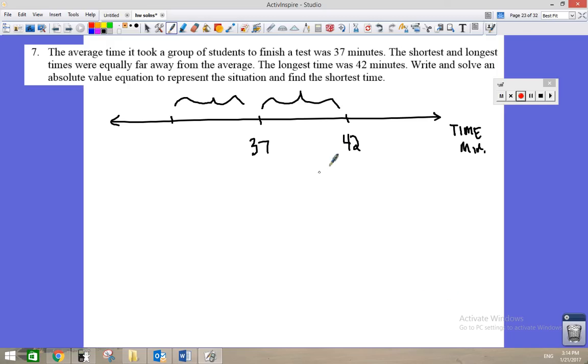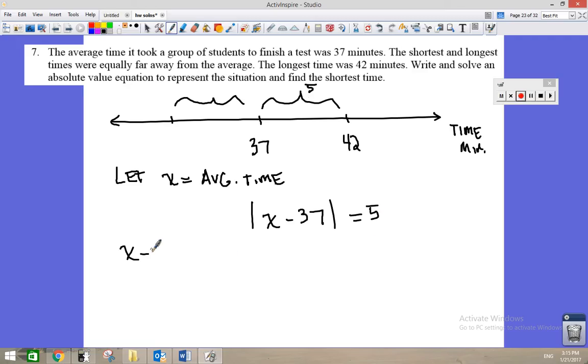All right, 42 minus 37 is 5. So an absolute value equation that represents this: let x be the time, and 37 is my center. I'm within 5 units, so x minus 37 equals negative 5 is going to give me my minimum, and x minus 37 equals positive 5 is going to give me my maximum that I already knew.